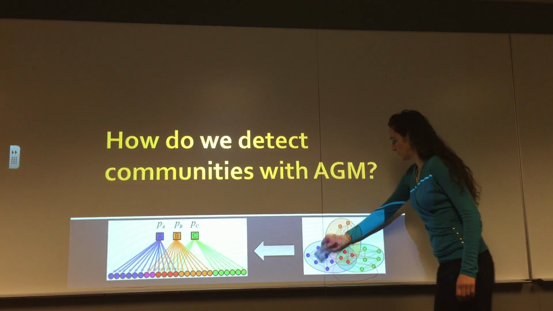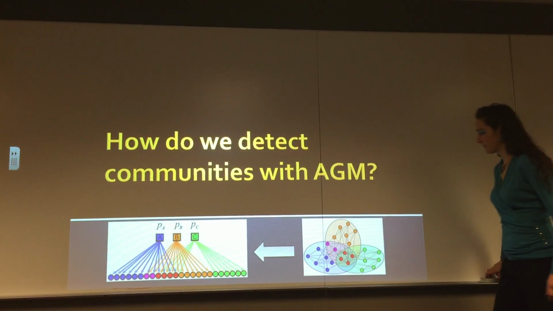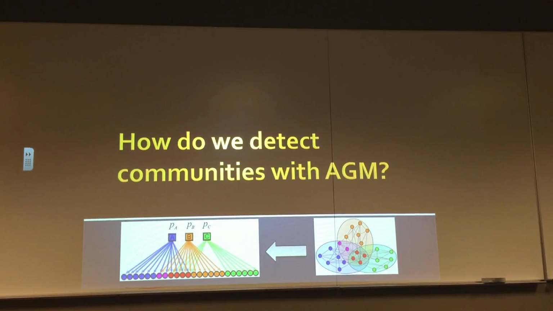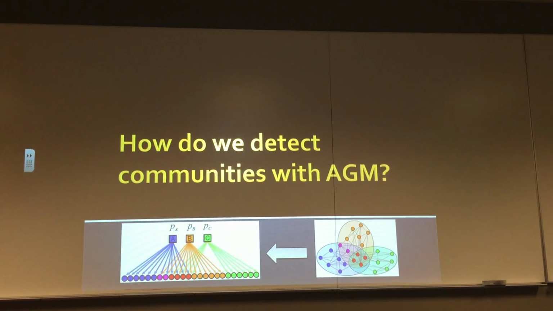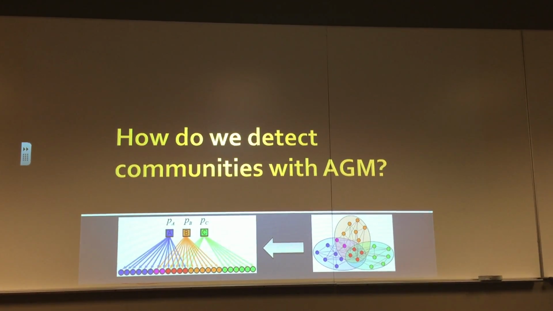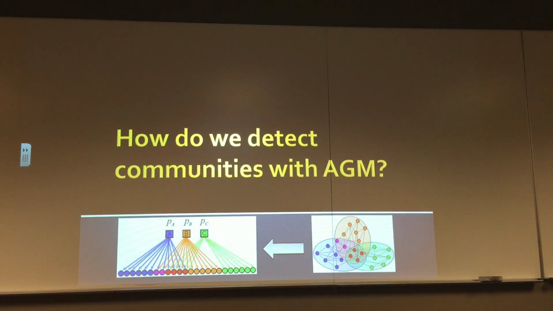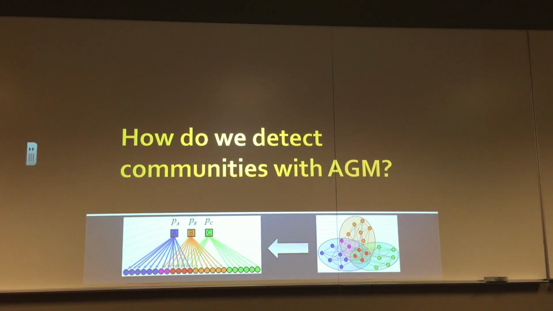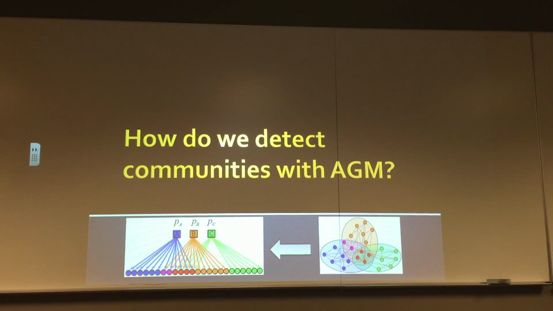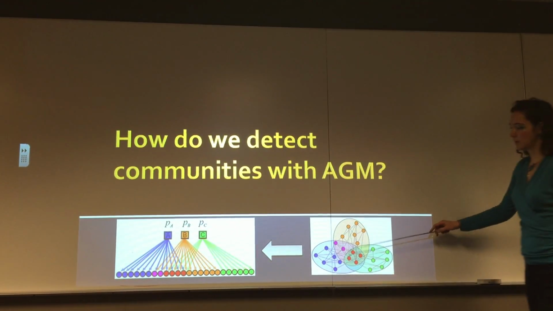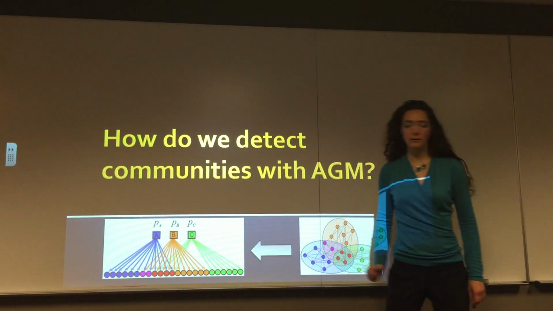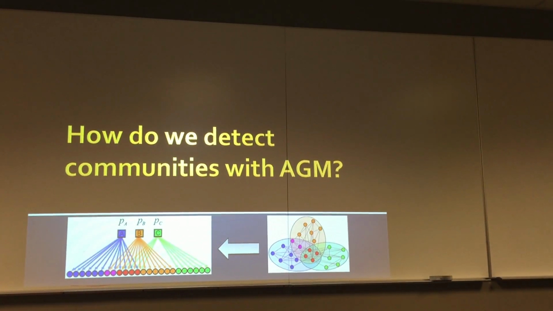Properly create this network. So we're turning the problem around. Given the network, we want to find the model for that network. So that's why we have the arrow going in the opposite direction.